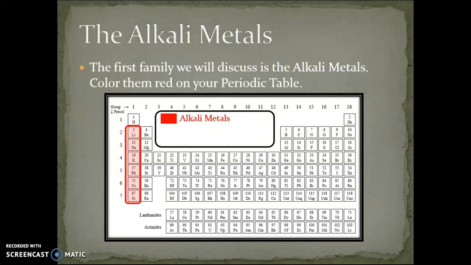All right, so the first of the color coding that we will do is what we call the alkali metals. You're going to need a red colored pencil, and you're going to shade in all of the elements of group 1 except for hydrogen. Do not shade in hydrogen, but you are going to shade in lithium, sodium, potassium, rubidium, cesium, and francium. Go ahead and pause the video while you shade these in.